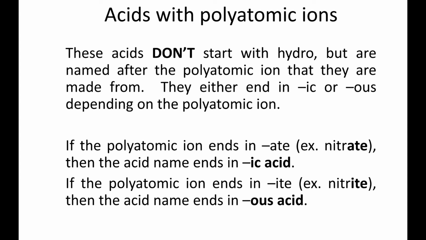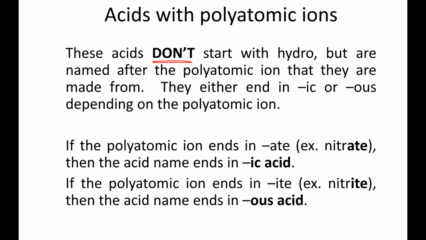Now, acids with polyatomic ions follow a little different rules. These acids don't start with hydro. They just don't. They're named after the polyatomic ion that they're made from, but the endings change. So they either end in ic or ous, depending on the polyatomic ion. Here are the 2 rules, and then I'll show you how to apply them. If the polyatomic ion ends in ate, for example nitrate, then the acid name ends in ic acid.